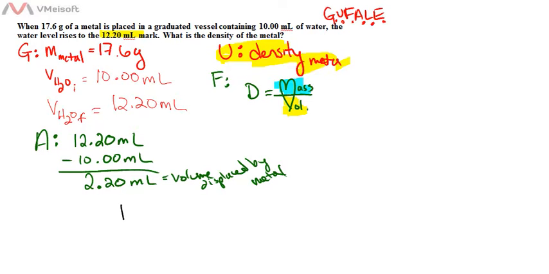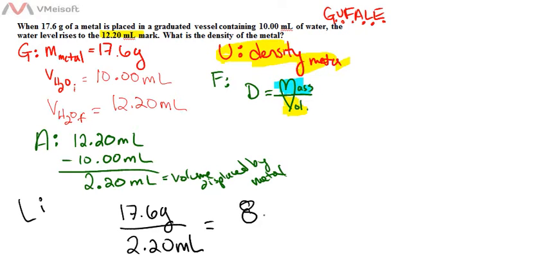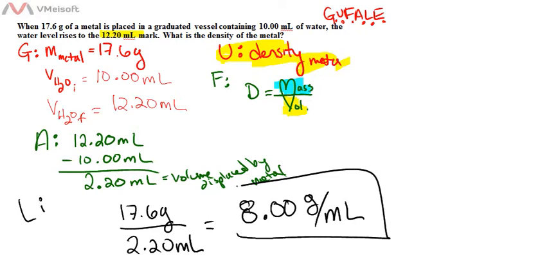The density should be 17.6 grams. And by the way, L is label stuff. Label stuff with units. So this would be 2.20 milliliters. This represents the density, and that should be 8. And then let's keep sig figs. There should be 3 sig figs. And the units, grams per milliliter.